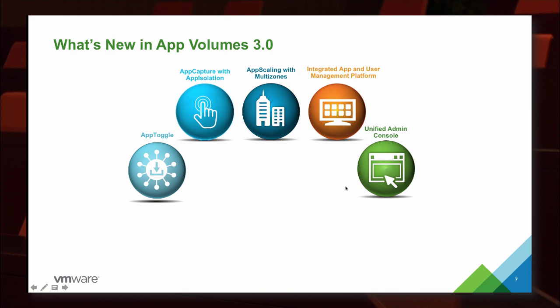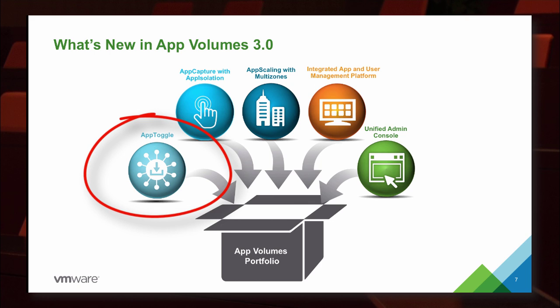So what's new inside of AppVolumes 3? Inside of AppVolumes 3, we've got some really cool stuff. One of my favorites is the new feature called App Toggle. So what does App Toggle do? App Toggle effectively allows us to package a whole bunch of applications inside of one app stack. Like we saw in the previous slide, you might have Office and internet browsers, and you may have Adobe, you might have PowerPoint, any number of things.